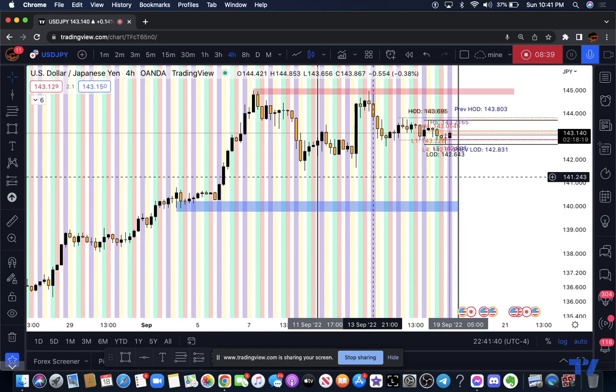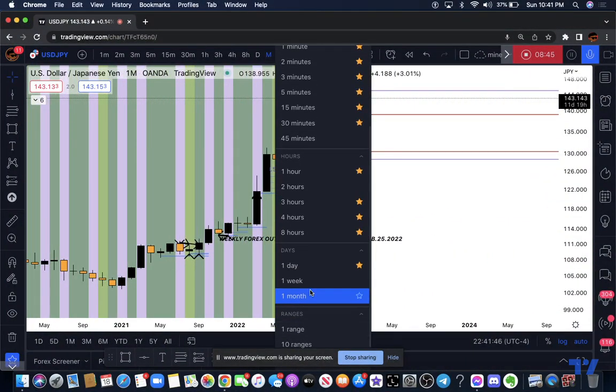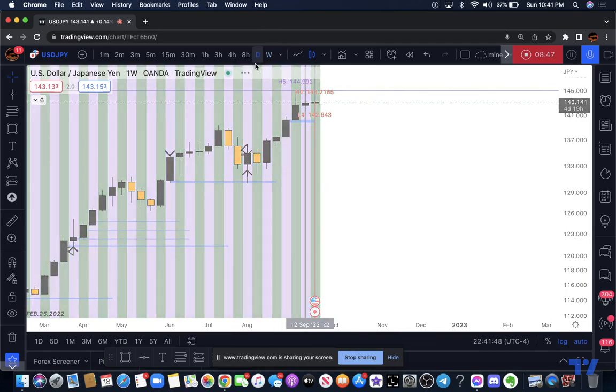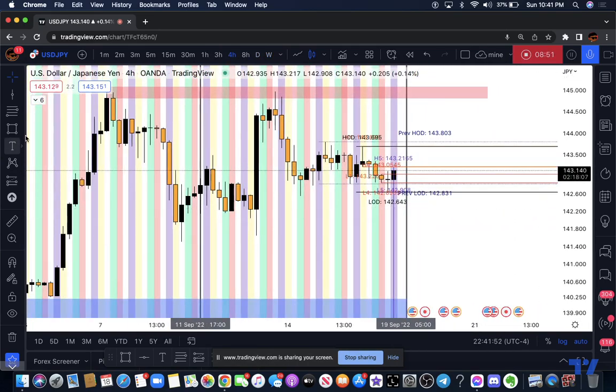But I do see this area getting taken out. Bullish on the monthly time frame, the weekly time frame, the daily time frame, the H4 time frame. I don't see why we wouldn't continue going bullish. I would draw an H4 demand area right around here.